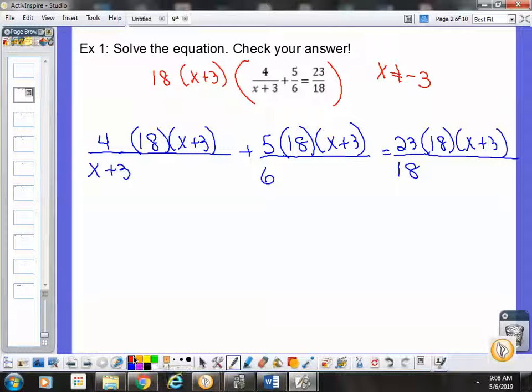At this point, I want you to look at what we can cross off. They're all multiplying, so we're able to cross off those x plus 3's in that first term, right? What am I left with? Well, I'm left with 4 times 18. What is 4 times 18? 64, is that right? Well, I'm sorry. Yes, 72 sounds better.